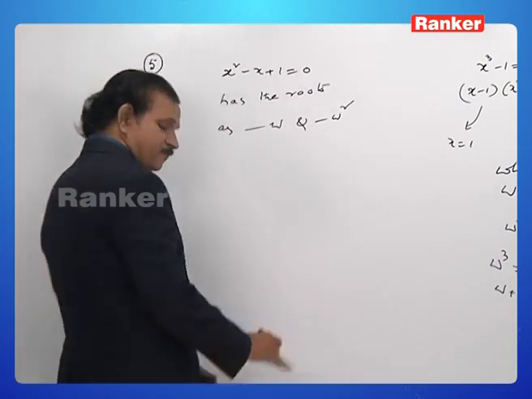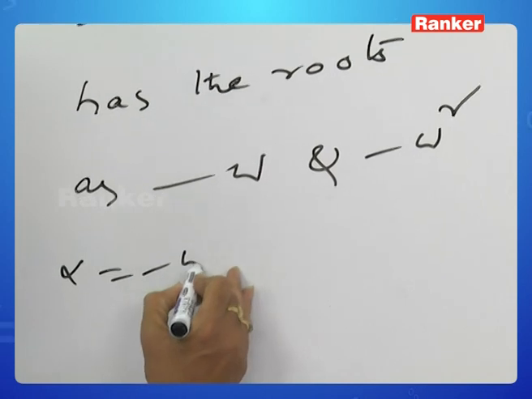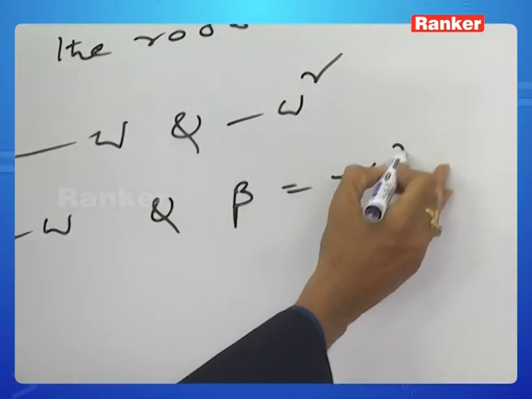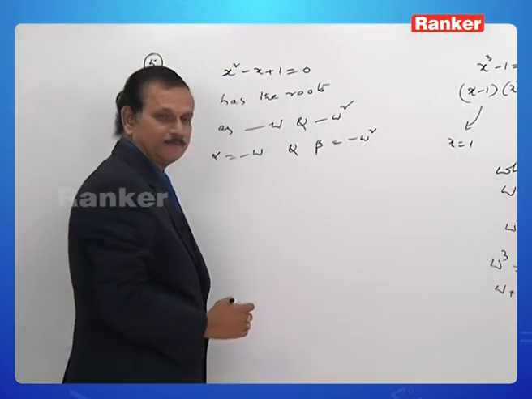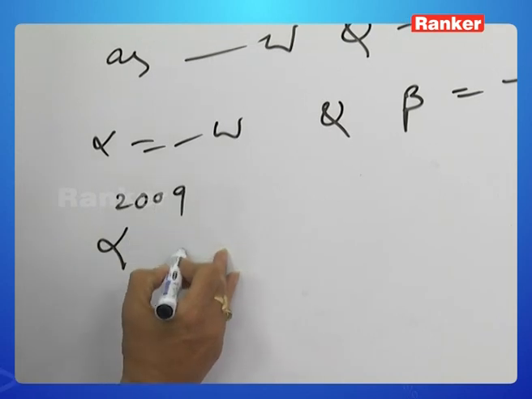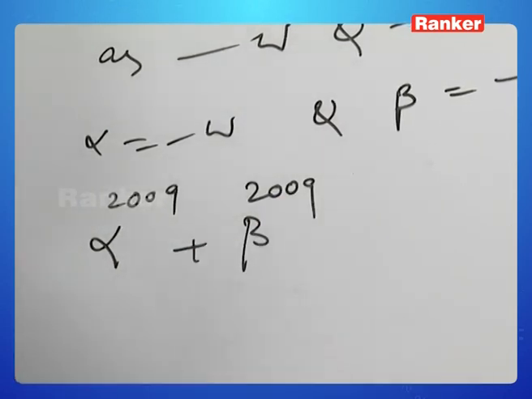Yes, but from data the roots are alpha and beta. Therefore, let alpha is equal to minus omega and beta is equal to minus omega square. By the way, what is the question? Alpha power 2009 plus beta power 2009.